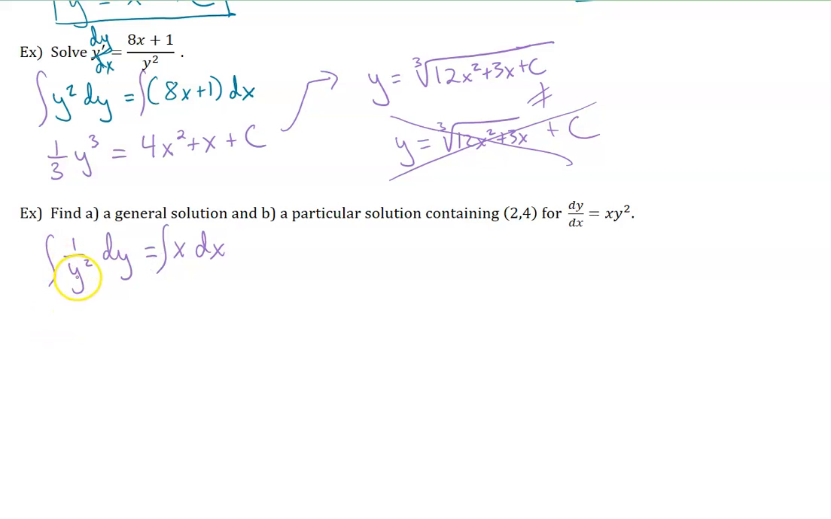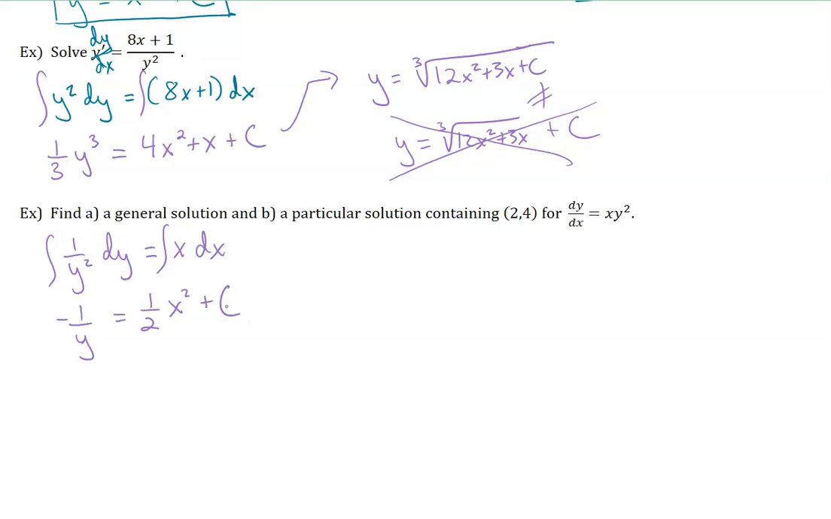This is y to the negative second, so the antiderivative is negative 1 times y to the negative first, or negative 1 over y. And we don't need a plus c. Then over here, the antiderivative is 1/2 x squared. We do need a c on this side.